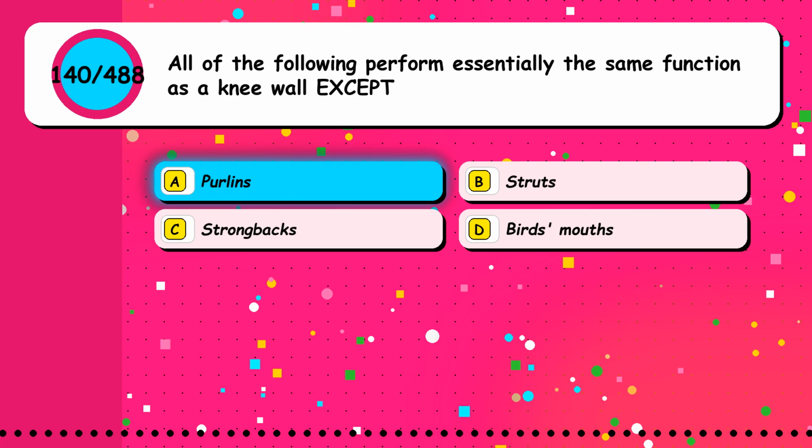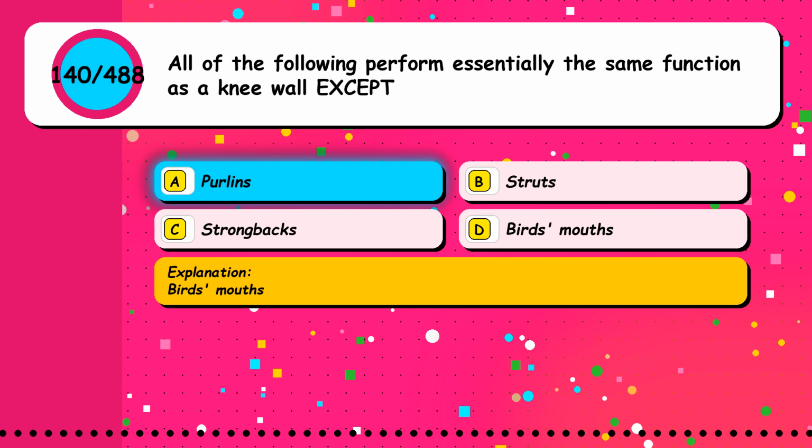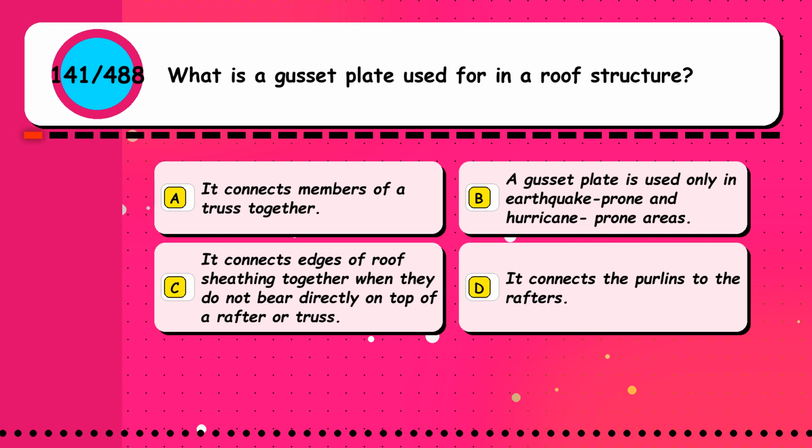The correct answer is option A. Purlins. Question 141. What is a gusset plate used for in a roof structure?